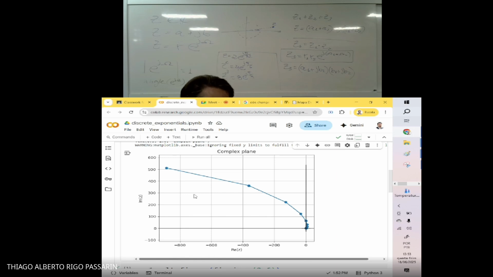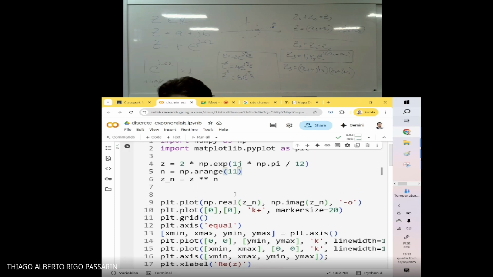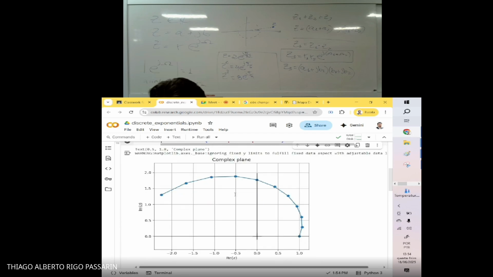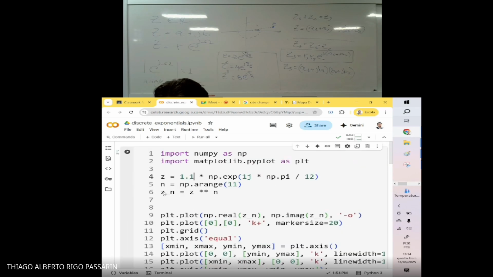What can I do to make it grow in a slower pace? I don't want to change the rate at which the angle changes, only the radius. What should I do? The value of the radius, right? Closer to 1. So if I have something closer to 1, like 1.1, for instance, then I'm growing more slowly.